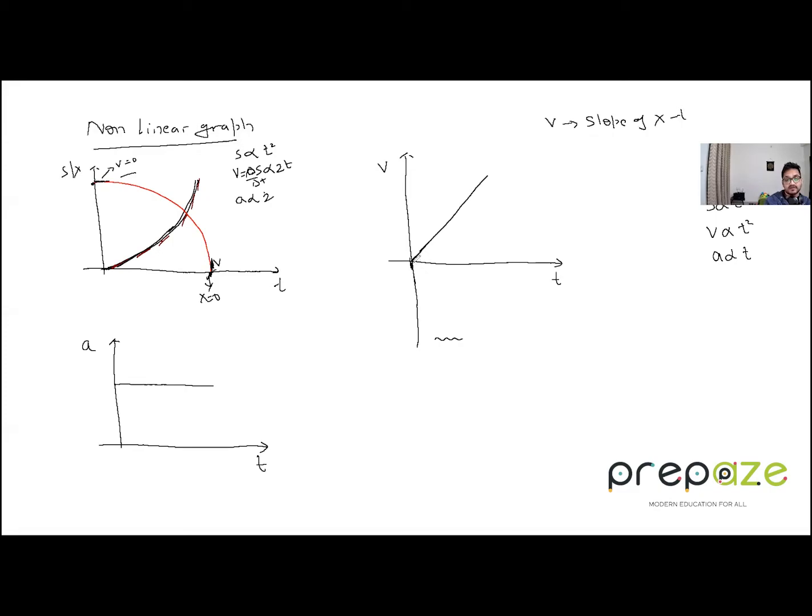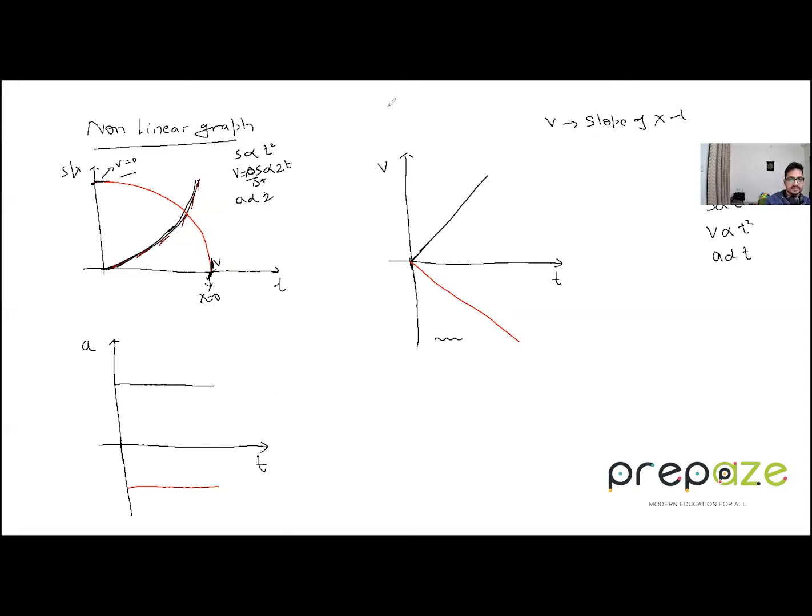The velocity time graph will look like this. And how will an AT graph look like for this? Now we have the negative direction, increasing velocity. That means the AT graph will be like this, in the negative direction as well.